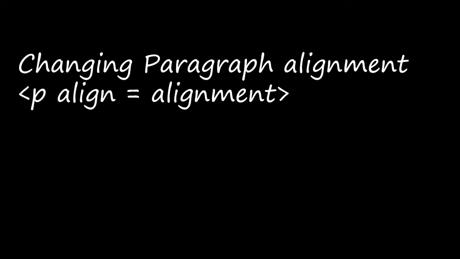Here you first open the less than symbol, then you write p, and then align is equal to right, or center, or justify, whichever you need, and you close that p tag. Your left is not enabled, why? Because the default is left. If you want your paragraph to be aligned to left, you don't have to give anything. By default, whatever you are typing will be aligned to left only.